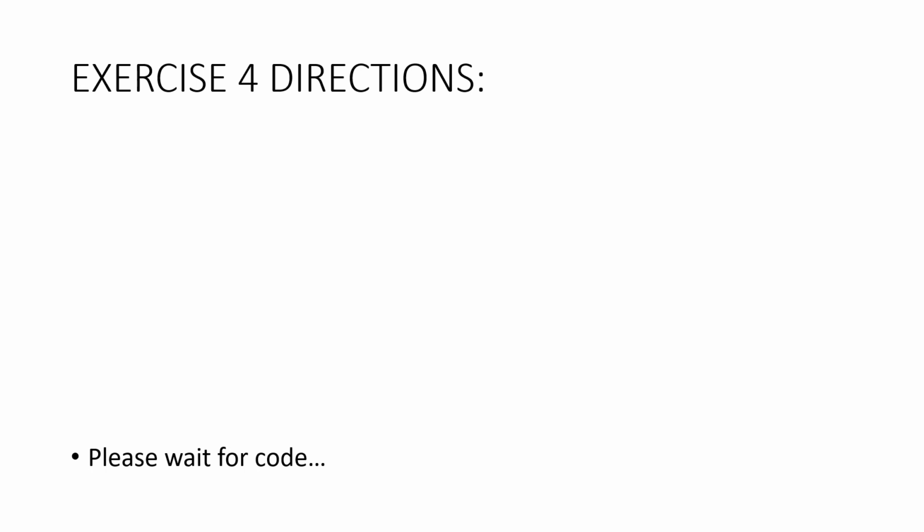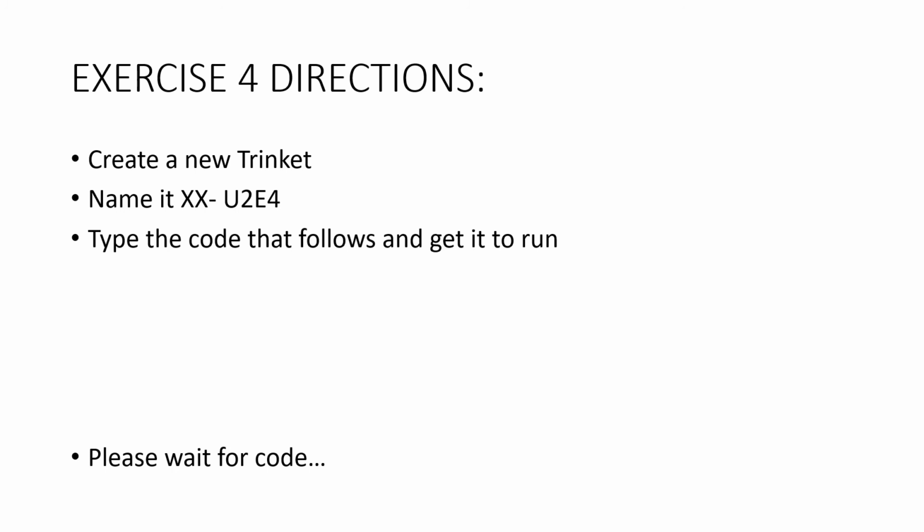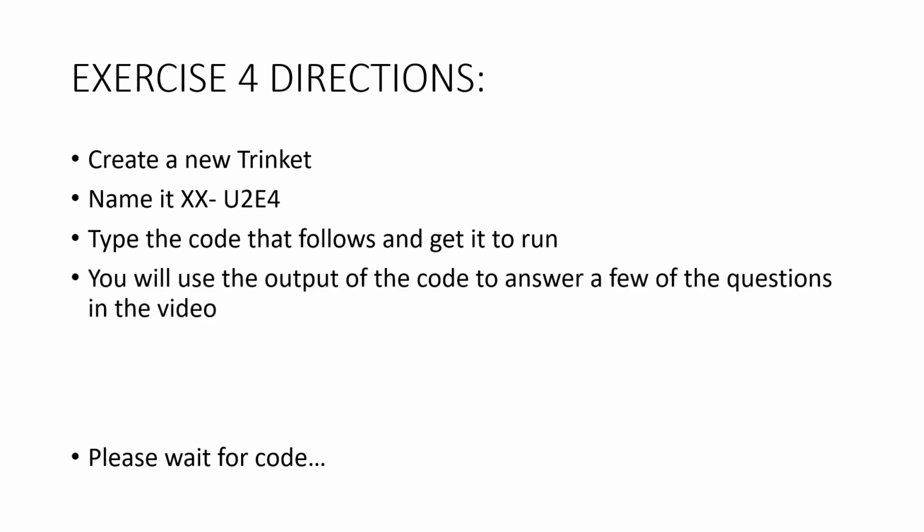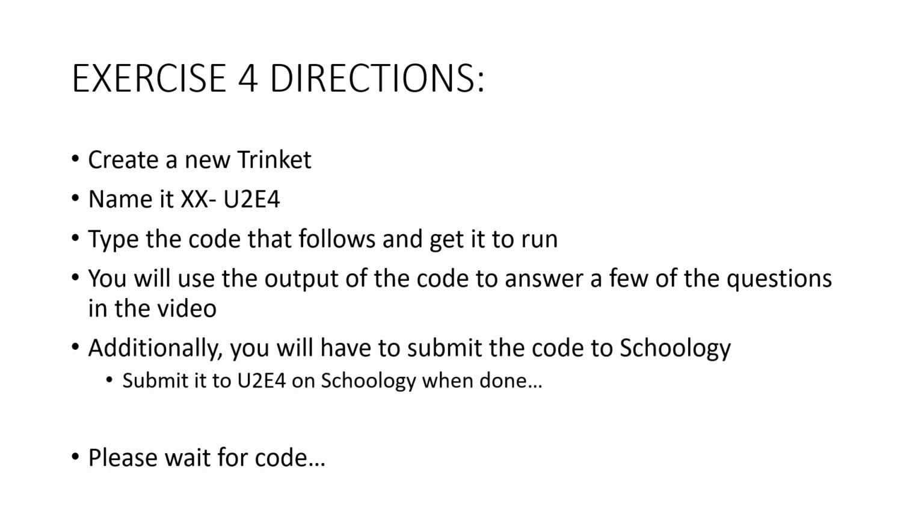Okay, here are your exercise 4 directions. I want you guys to create a new trinket. Name it XXU2E4. Of course, you want to substitute the 2 X's for your initials. Type the code that follows and get it to run. I've not posted the code yet, so you just have to wait. You're going to use the output of the code to answer a few of the questions in the video. And additionally, you're going to have to submit the code to Schoology. So submit me a link for U2E4 when completed. So here's the code.